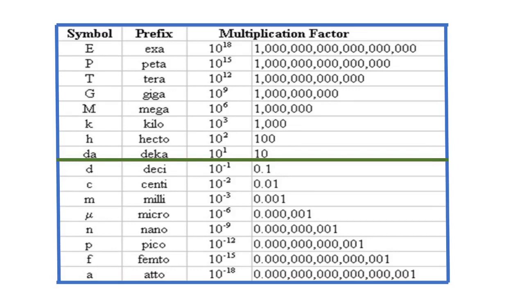Example: E, exa, 10 to the 18 power; P, peta, 10 to the 15 power; T, tera, 10 to the 12 power; G, giga, 10 to the 9 power; M, mega, 10 to the 6 power; K, kilo, 10 to the 3 power; H, hecto, 10 to the 2nd power; Da, deca, 10 to the 1 power; D, deci, 10 to the negative 1 power; C, centi, 10 to the negative 2 power; M, milli, 10 to the negative 3 power; micro, 10 to the negative 6 power; nano, 10 to the negative 9 power; pico, 10 to the negative 12 power; femto, 10 to the negative 15 power; atto, 10 to the negative 18 power.